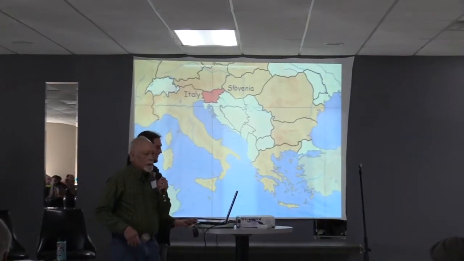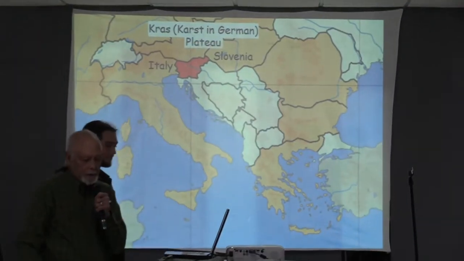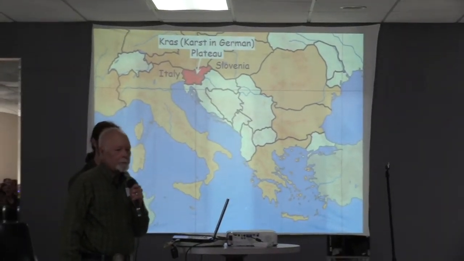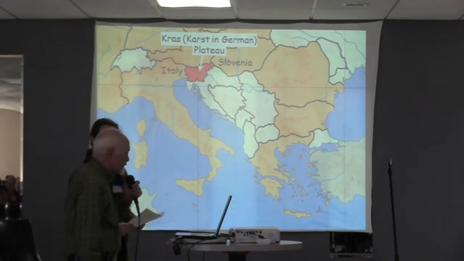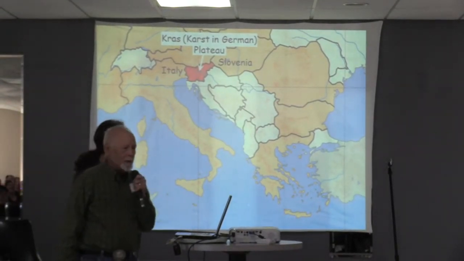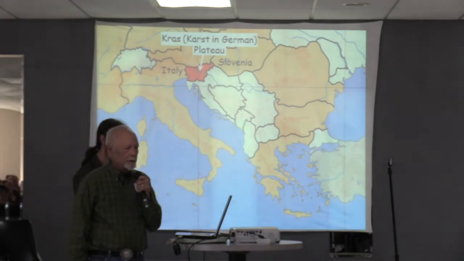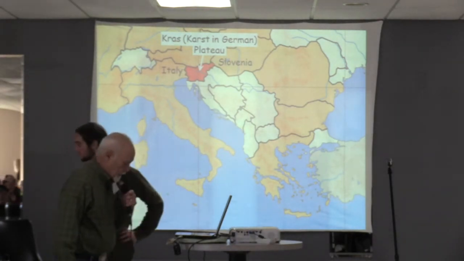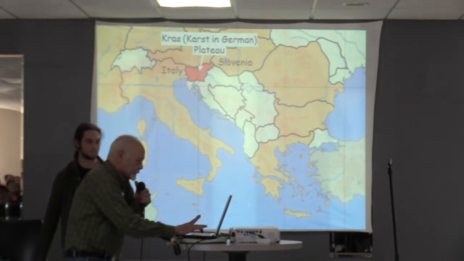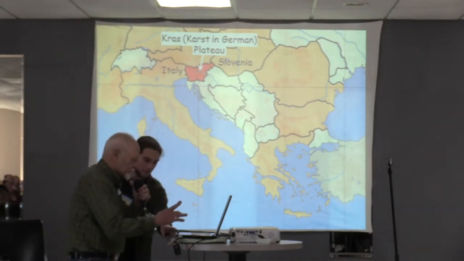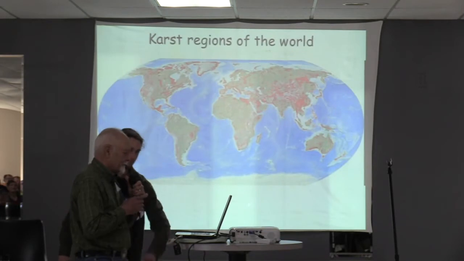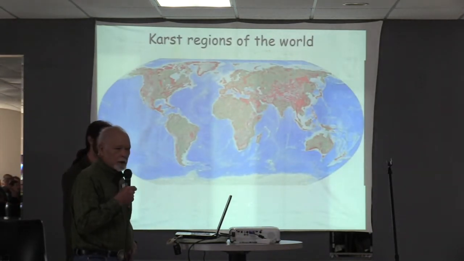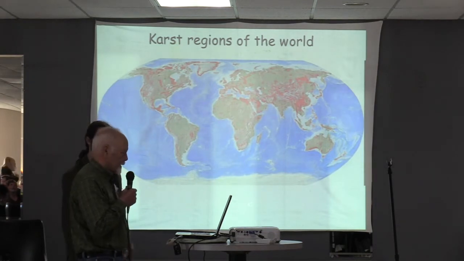There's a plateau that straddles eastern Italy and western Slovenia called the Karst Plateau. That's where karst comes from, because a couple of German geologists came in and started working on it, and they called it the Karst Plateau. Germans like to do stuff like that. Ever since then, any place that has that kind of geology, which is very similar to what we have here, is called karst geology, everywhere in the world.